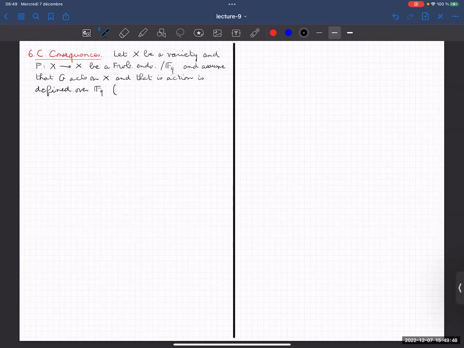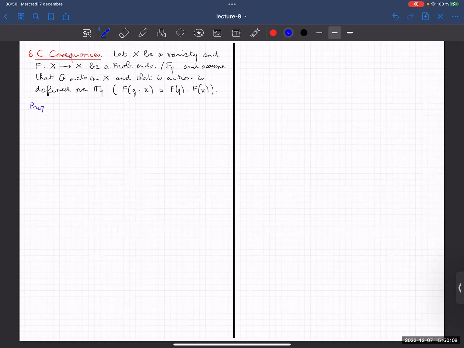Defined over F_q means that if you compute the image under the Frobenius endomorphism of g·x, okay, this is just the action on X, this is the action of F(g) on F(x).